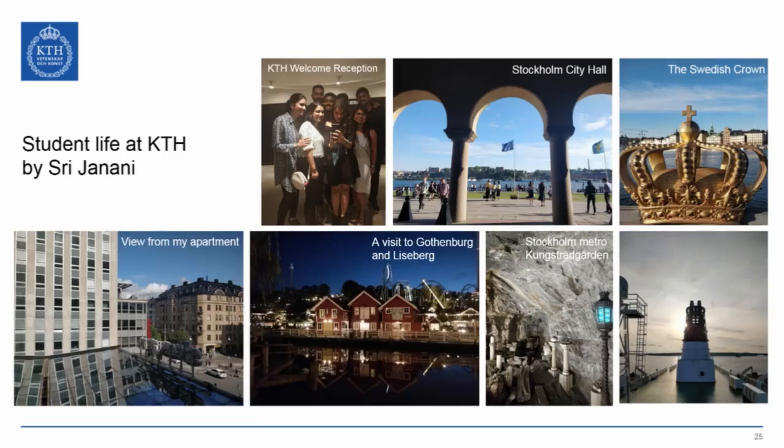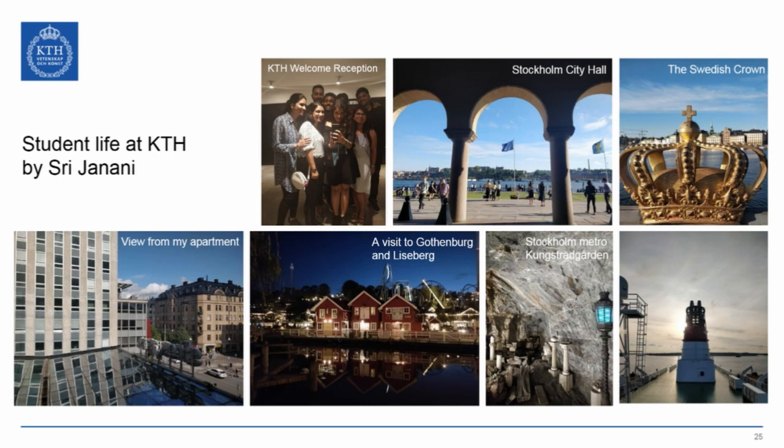Apart from that, you have a lot of events which take you through the Stockholm city, and I took a tour of my own in and around the Stockholm city, where I was able to spot really nice places. The one that you can see, the crown picture, the Swedish crown, was taken on a bridge in Skeppsholmen. And you can see my apartment's view. That is a KTH accommodation. That's a really good view to wake up to. It's a very nice view, I would say.